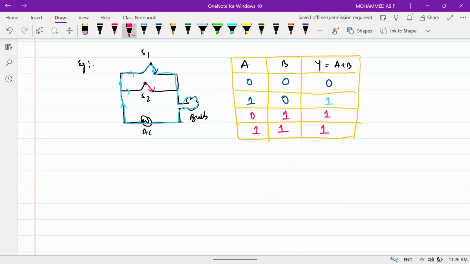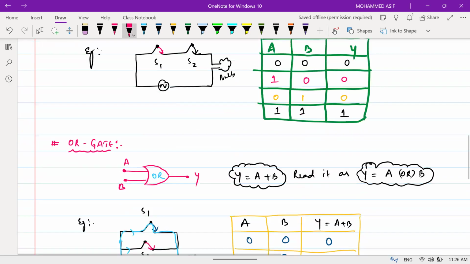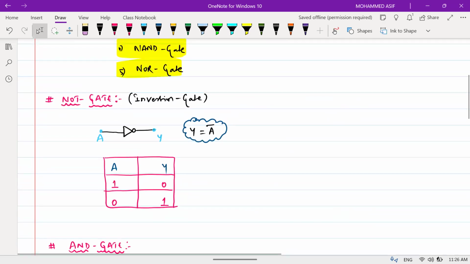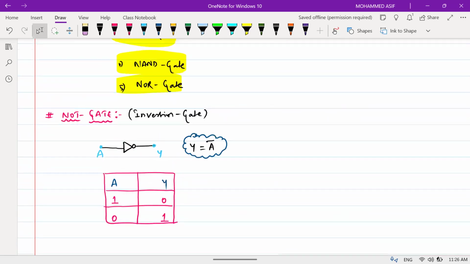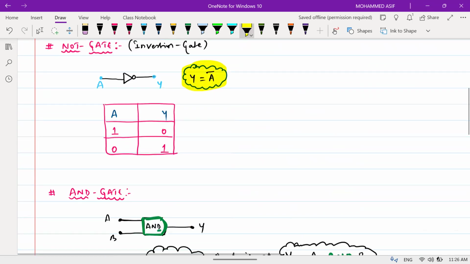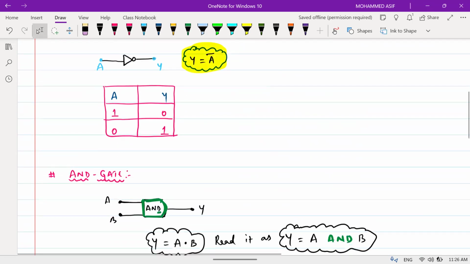Very good. Next one. So now we got the three basic gates, beta. These three basic gates are known as your universal gates. One is nothing else but your NOT gate. For the NOT gate, the symbolic representation is how much, beta? Y is equal to A bar. If A is 1, Y will be equal to 0. If A is 0, Y will be equal to 1.